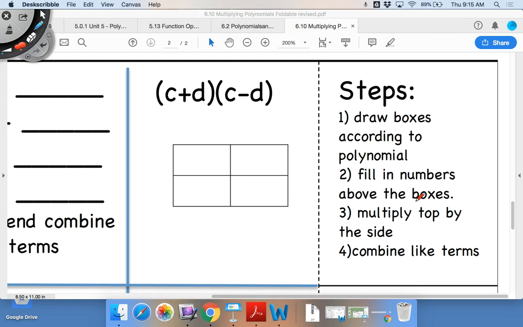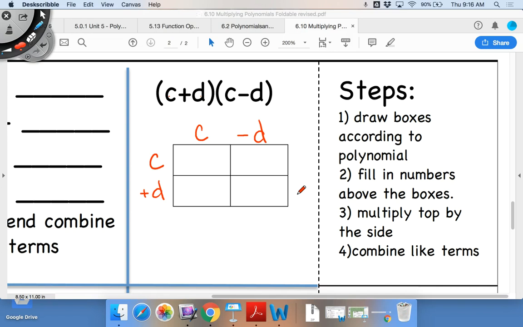I like FOIL. Box method: draw boxes according to the polynomials. In this example, it's a binomial times a binomial, so you draw 2 by 2. It's however many terms by however many terms. Fill in the numbers above the boxes. This is C plus D, so I would put C plus D. And then the second binomial would be C minus D.